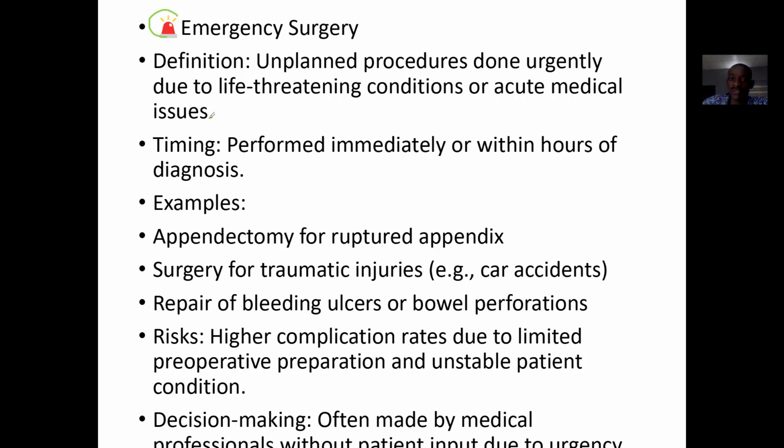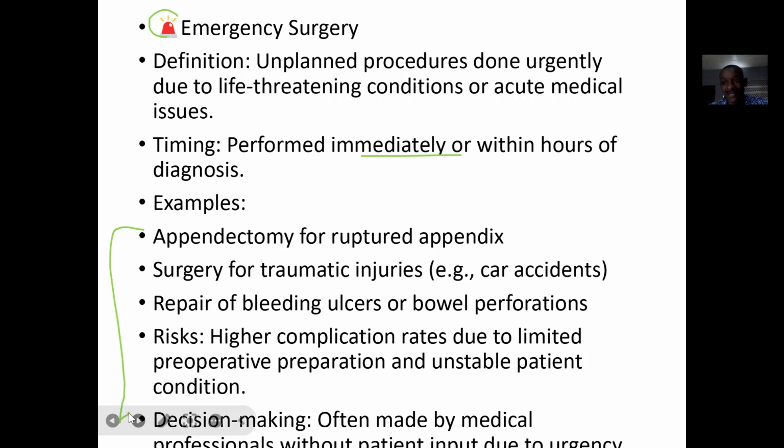So it's usually life-threatening. If it is not life-threatening, they'll admit the patient, stabilize them, and wait for you tomorrow. Do you understand? So it's life-threatening, or it's a medical condition that has been known but just exacerbated all of a sudden, so it's acute. It's performed immediately or within just a few hours. If not, the patient might pass away.